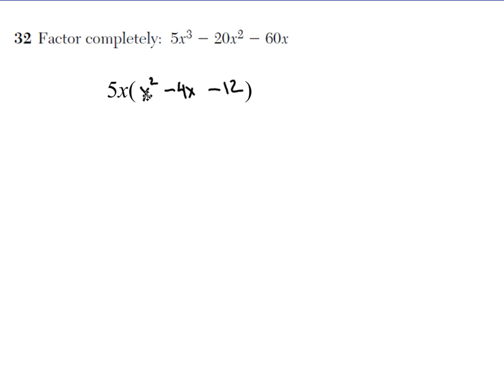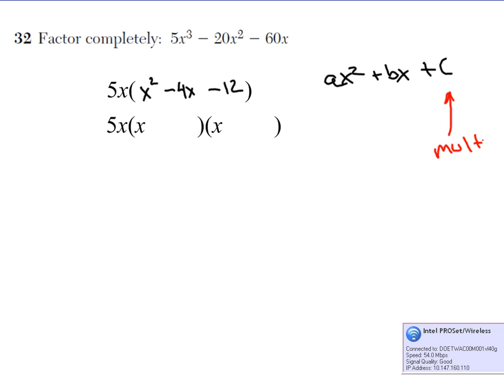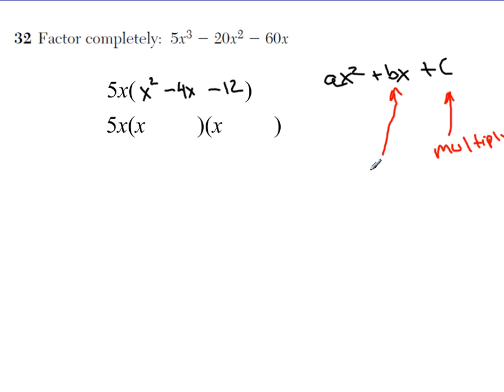Okay, now the next step is to factor this trinomial here. And we know that we're going to need two sets of parentheses. It's a trinomial in the form of ax squared plus bx plus c. So we have to find two numbers that multiply to c and at the same time add up to b. In other words, we have to find the factors of c that add up to b.